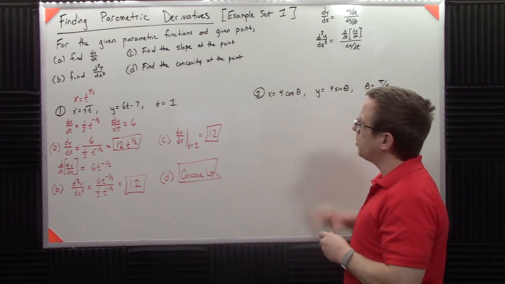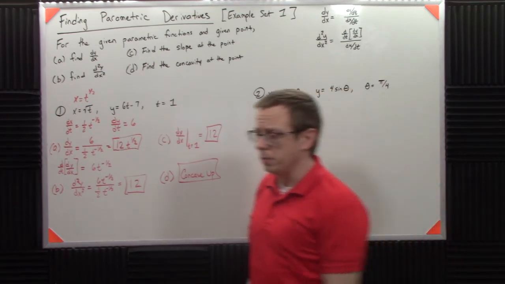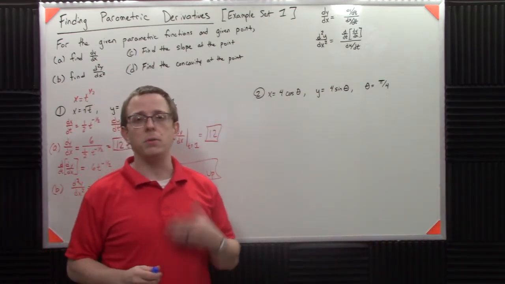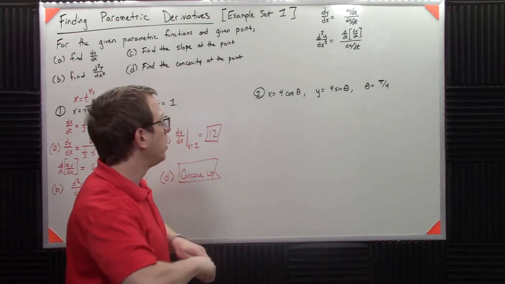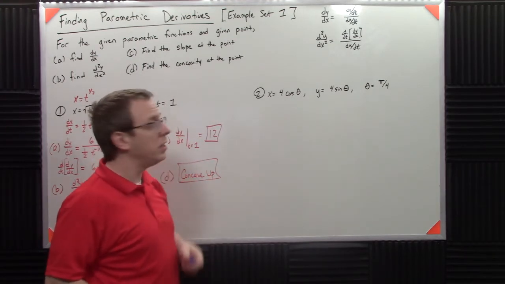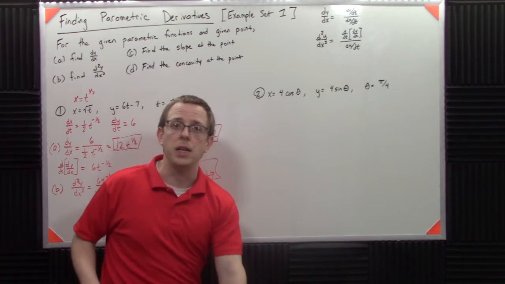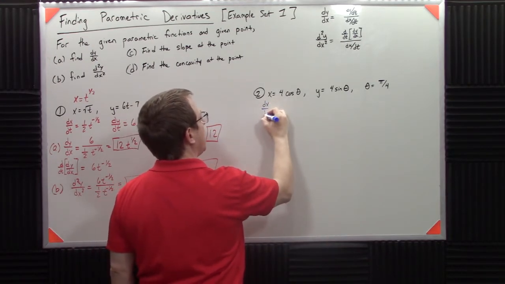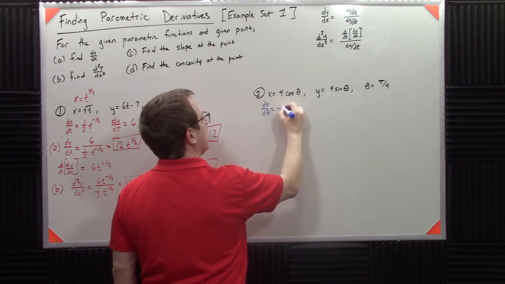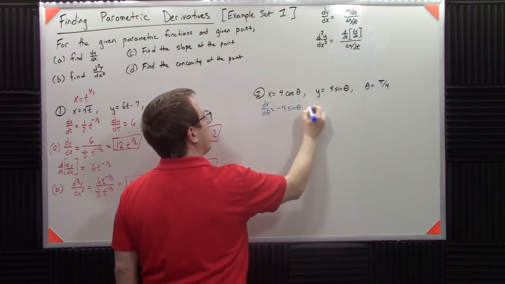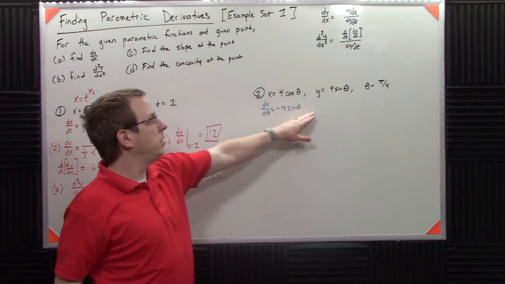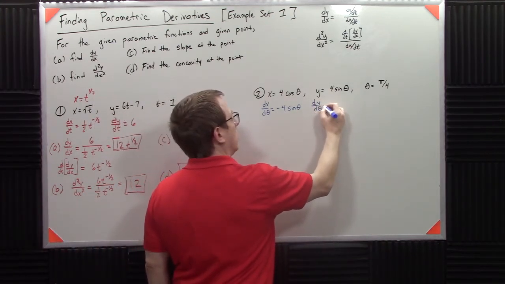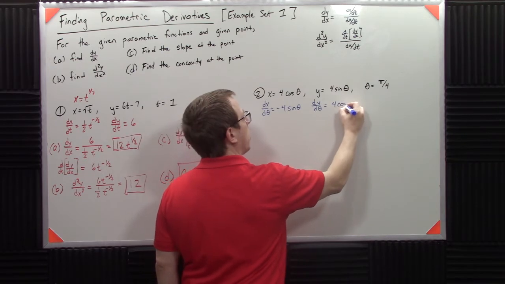Now, as we move on to the second piece here, we don't have t's, we have thetas. Not a big deal. It's the same idea. So what we want to do is we want to find, instead of dx dt, we want to find dx d theta. So we're going to say, all right, dx d theta is negative 4 sine of theta. And then dy d theta is 4 cosine of theta.